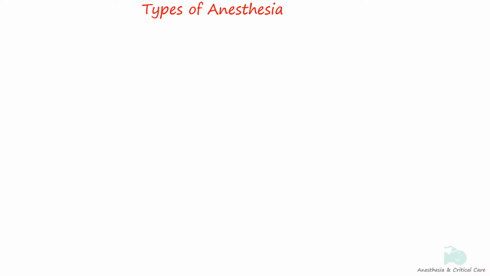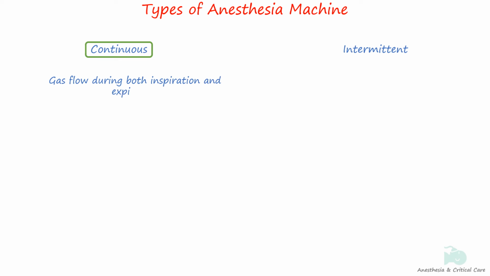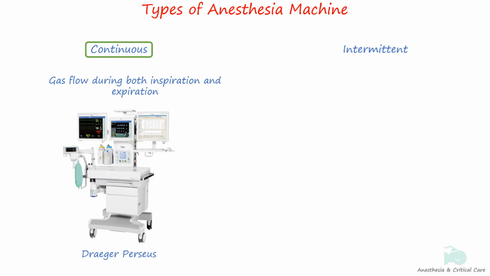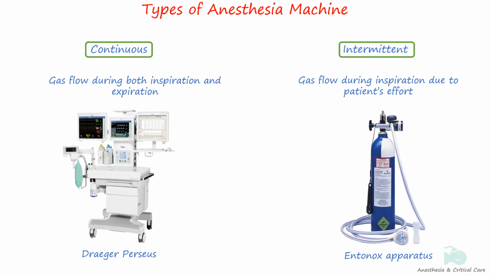There are two types of anesthesia machines: continuous flow and intermittent flow machines. Continuous flow machines, which are the most widely used type, especially for general anesthesia, are designed to provide gas flow during both inspiration and expiration. Modern anesthesia machines belong to the continuous flow type. On the other hand, intermittent flow machines deliver a flow of gases only when activated by the patient's own inspiration. The Entonox apparatus, used for pain relief and sedation in dental procedures, belongs to the intermittent flow type.